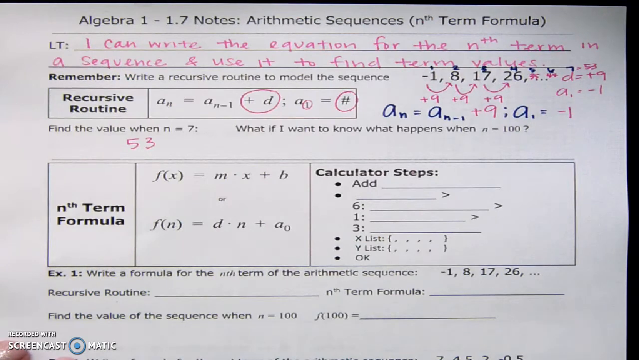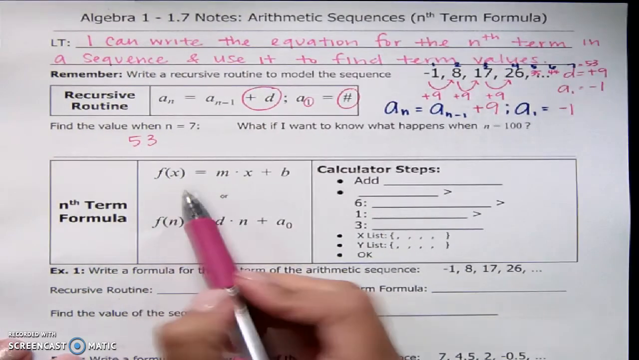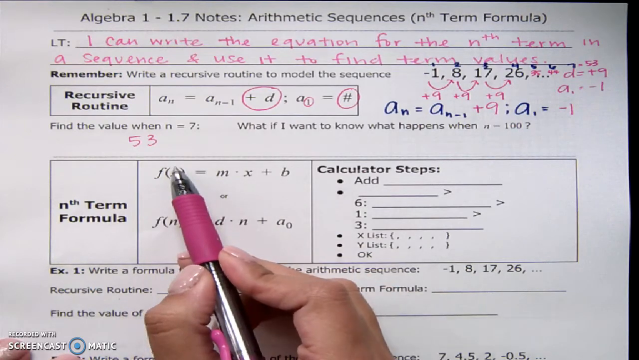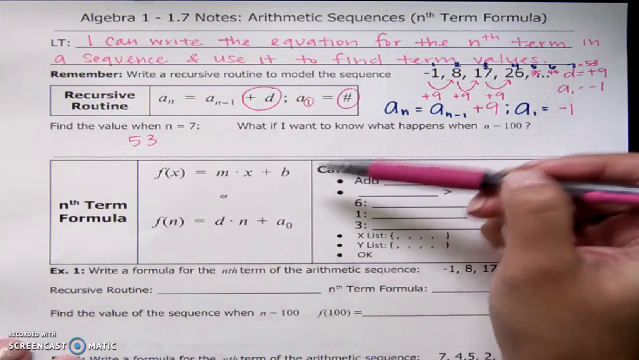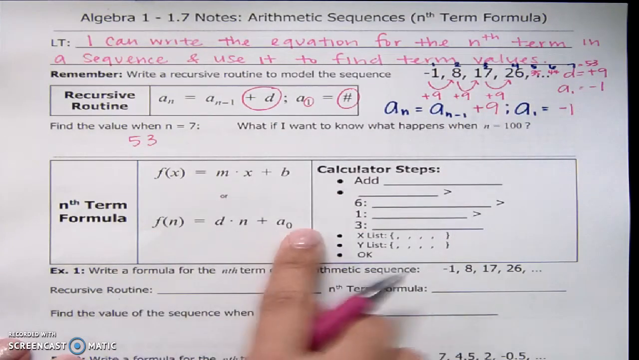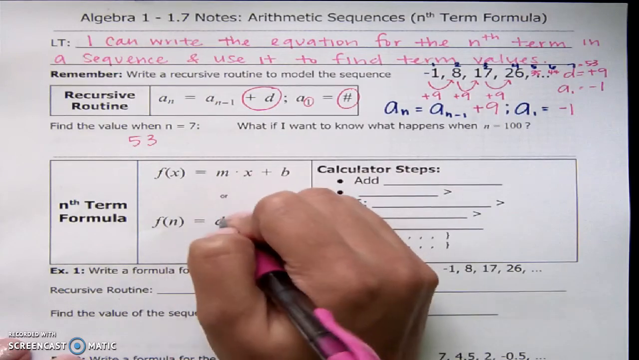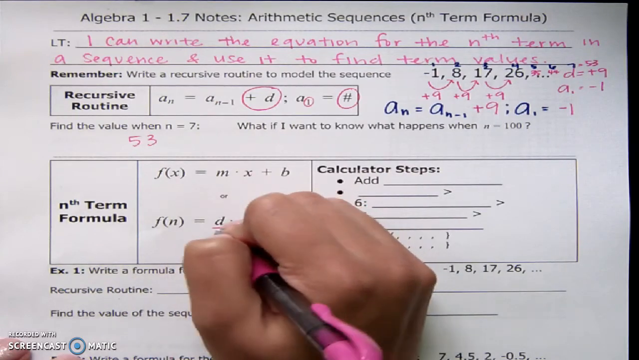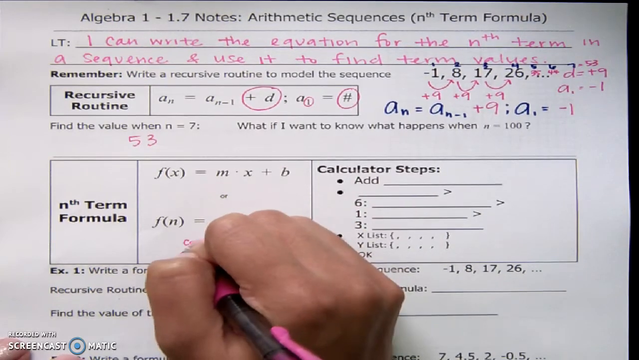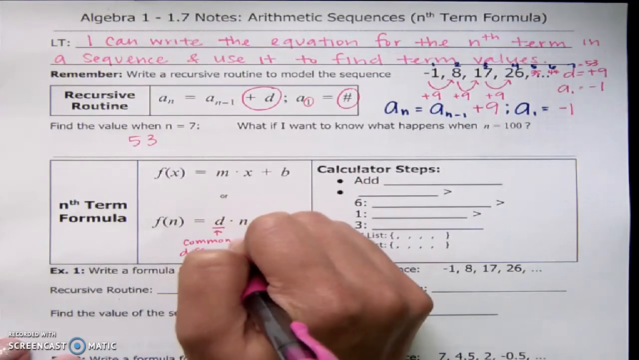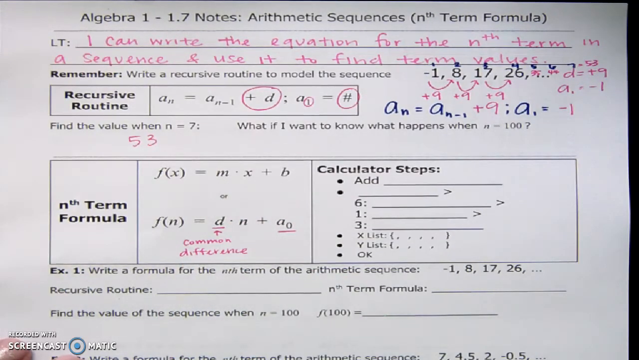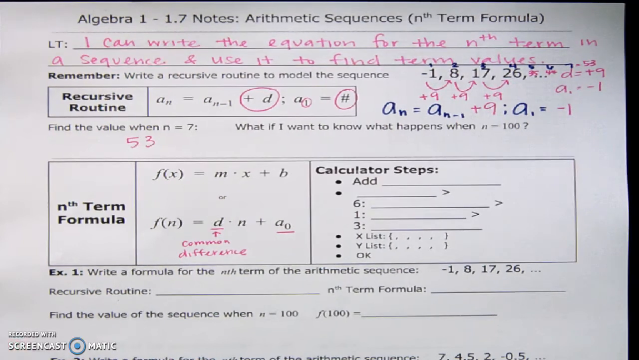So the nth term formula can also be written like slope-intercept form, right? Remember, f of x is the same thing as y equals mx plus b. So this is the same thing as this. When we look at it in terms of f of n, d is still the same thing. D is still the common difference. And then we need a of 0 instead of a of 1. So we're going to work on that in a second.